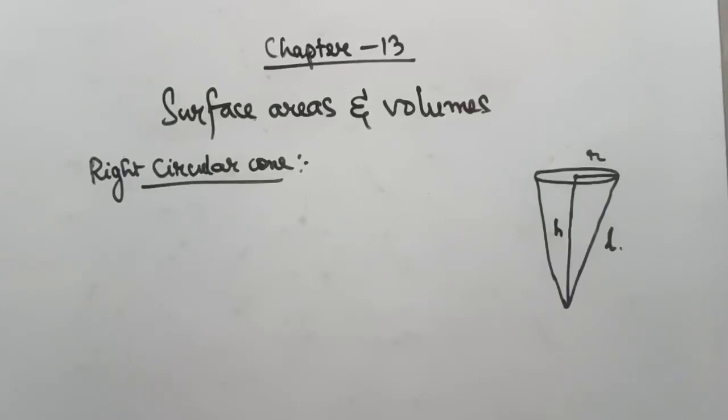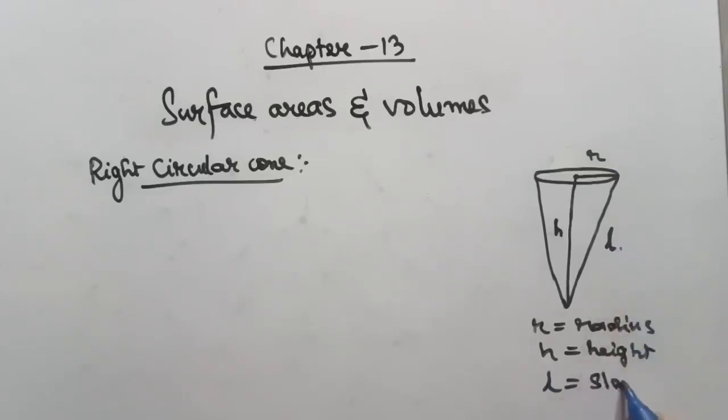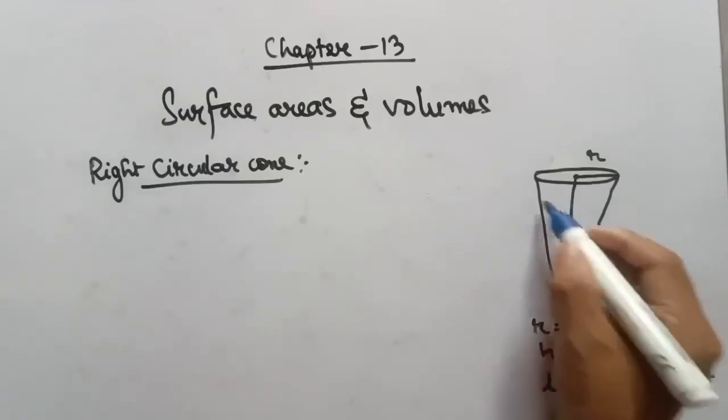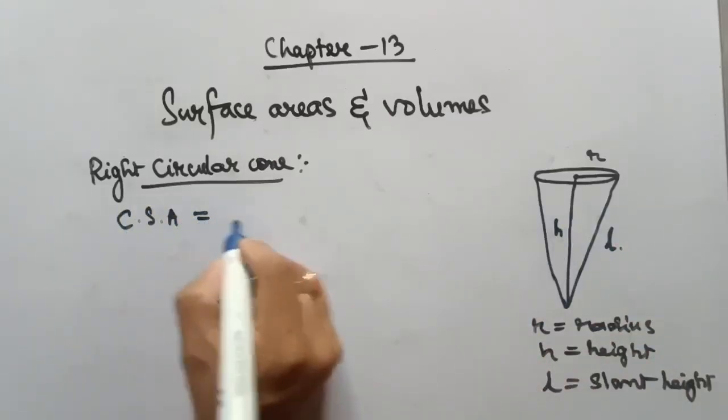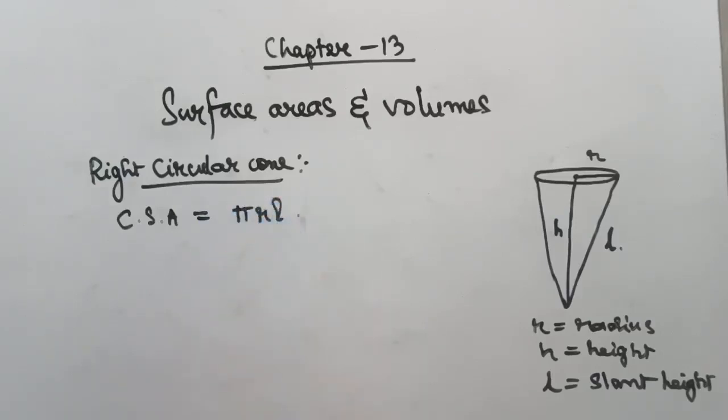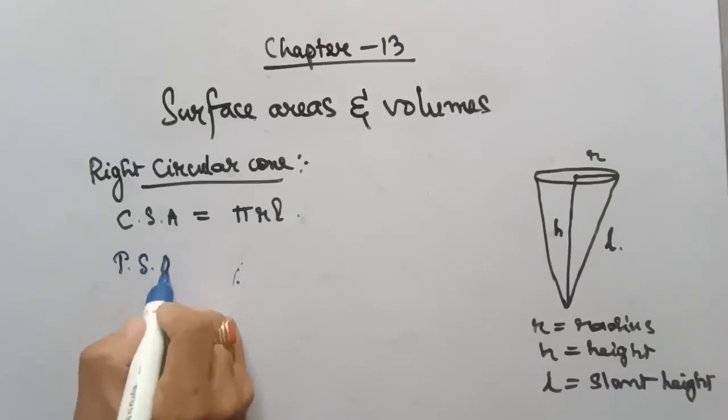Next, let us study about right circular cone. If in a cone, r is the radius of the cone, h is the height of the cone, and l is the slant height of the cone, then the curved surface area of a right circular cone is equal to pi r l.